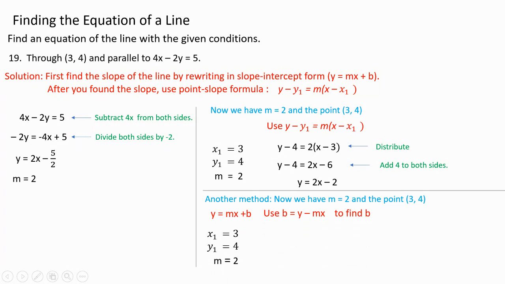So I got my x1, my y1 from the point, and I got my slope, which is my m, which is 2. So just plug them in here. So b equals 4 minus 2 times 3, because my y is 4, my slope is 2, and my x is 3. So b equals 4 minus 6, b equals -2. So I have my slope is 2, my b is -2, so plug them in there. You see, guys, I have the same line as here on top. So you can use either one to find the equation of the line.